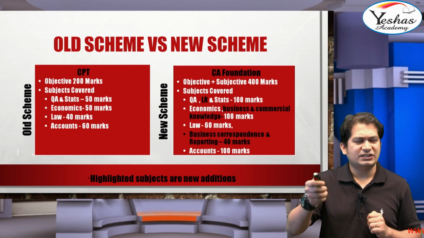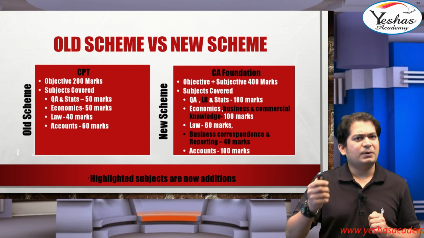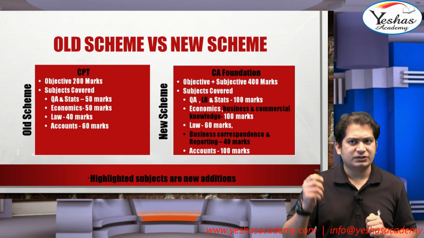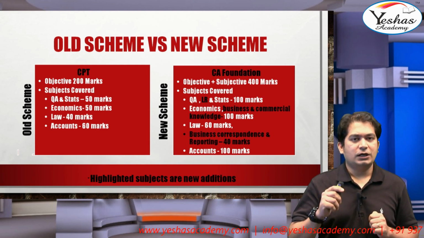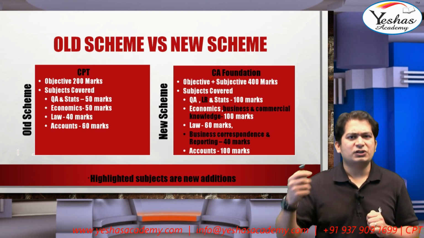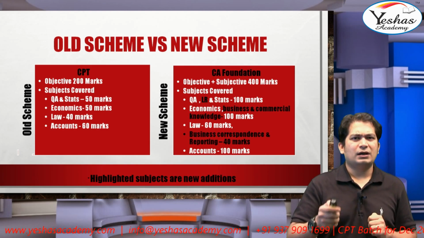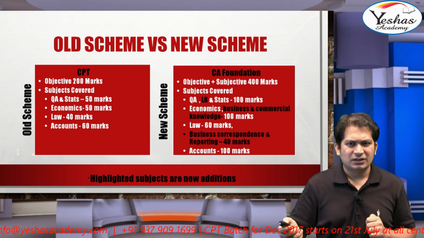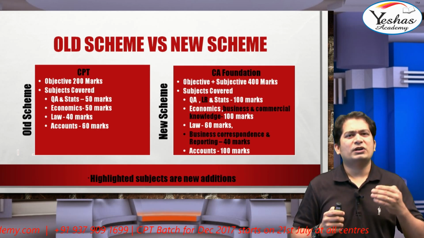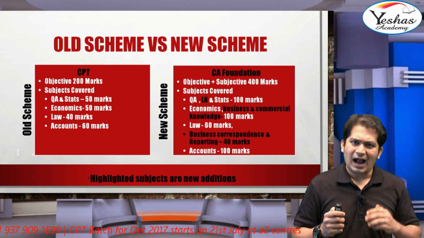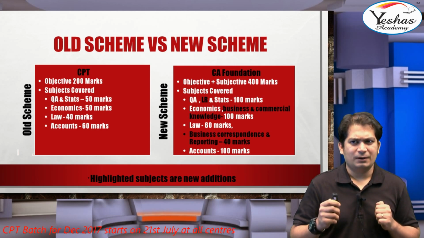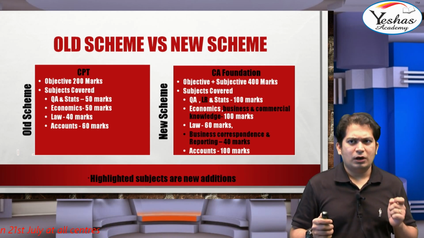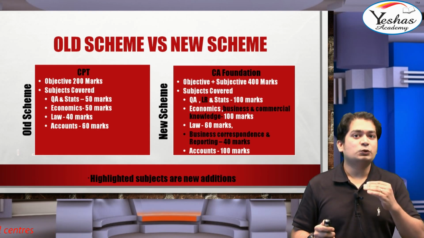So let's take a look at the CA Foundation course. Objective plus subjective, 400 marks. QA, LR and stats, 100 marks, objective. Alright. Economics, and again an extension of economics, for which you have to read at least one business newspaper, Economic Times or Business Standard, so that you are aware of the changes happening in the industry and at the global level as well. Economics, business and commercial knowledge, 100 marks. So these 2 are objective.